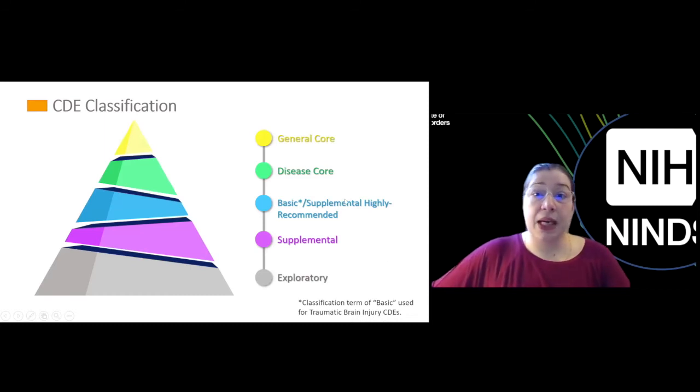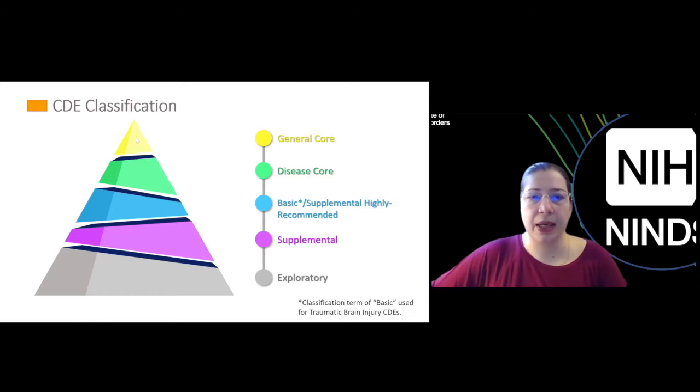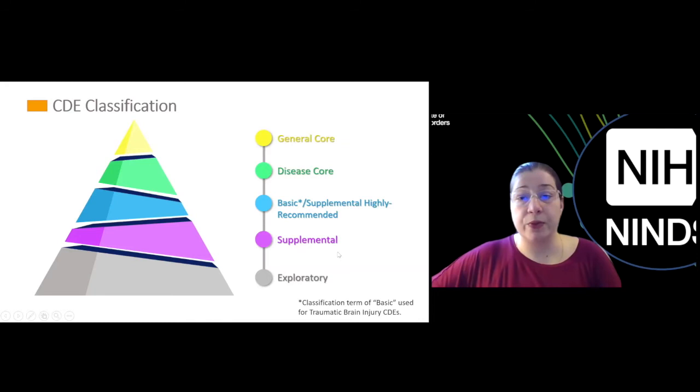So this is the classification on how we determine if an instrument or data element is going to be required or not when you do a specific study. This is maybe a little complicated, but in a nutshell, if you see core, that means those elements or instruments are going to be required.